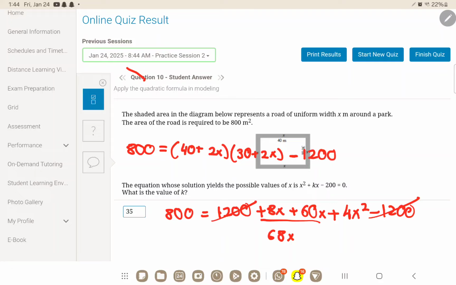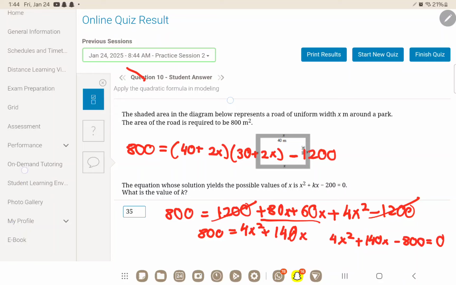Wait, is it 8x or 80x? 40 times 2x, sorry, this is 80x, my bad, I copied it down wrong. So this is 140x. So plus 4x squared, and there's no constant because you cancelled out whatever constants you had. So equals 800. We need to make it all equal to 0. So 4x squared plus 140x minus 800 equals 0.